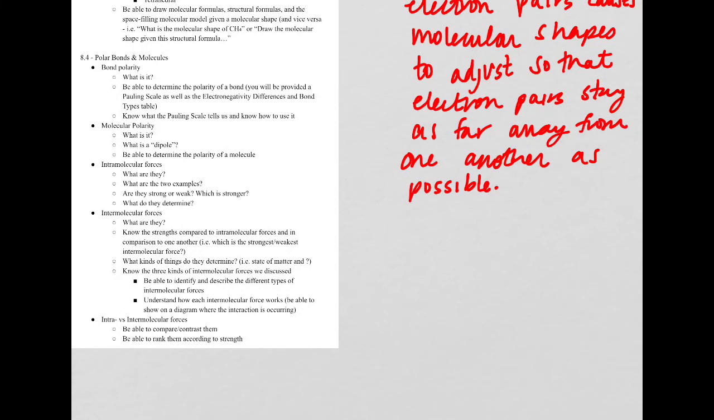So let's look at the very basic example again of methane. So in methane, we have this carbon surrounded by 4 hydrogens. So each of those bonds, there's 2 electrons in each of those bonds.